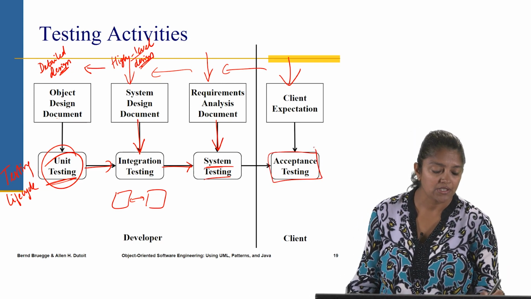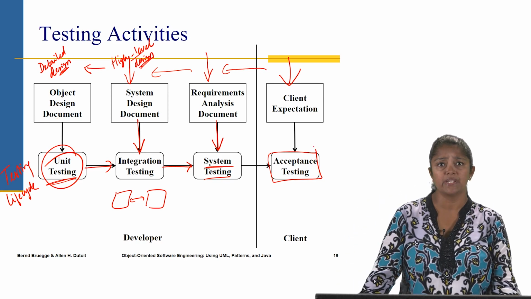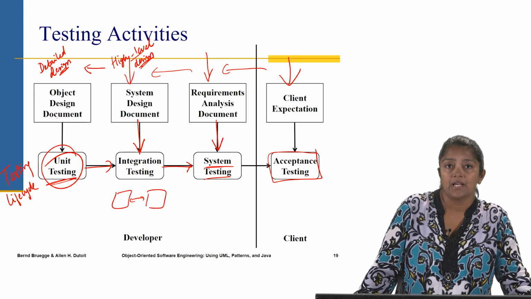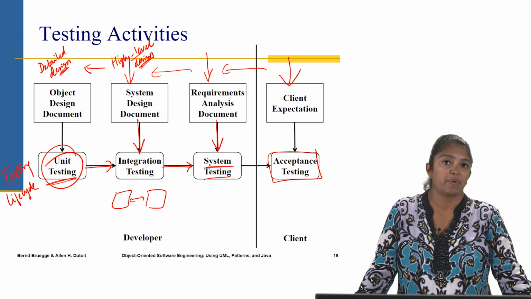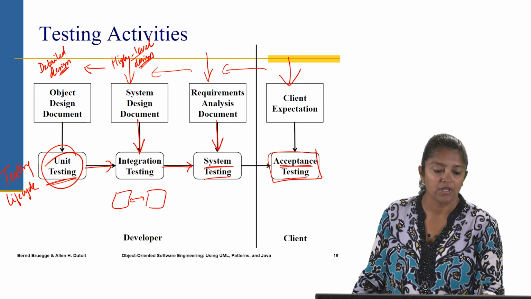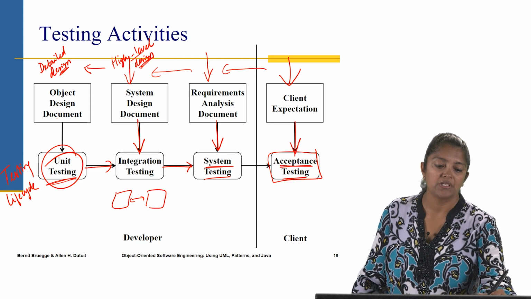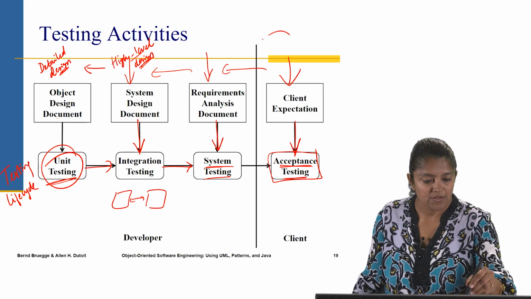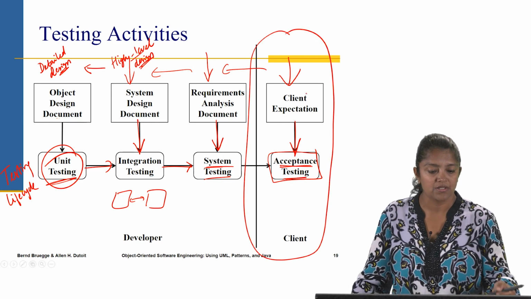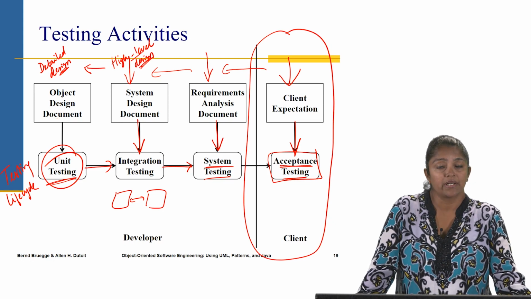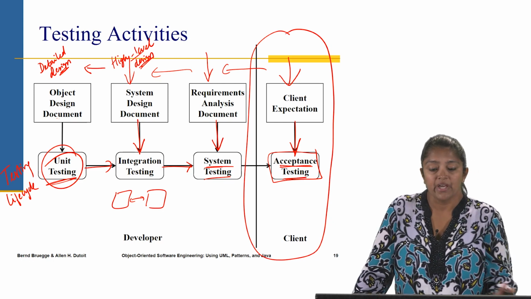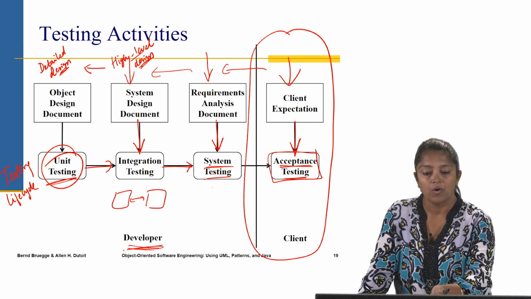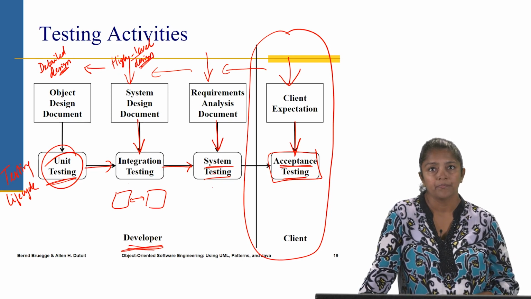And then the final step is the acceptance testing, which is basically now the system has been built, tested, and delivered. It's on the client side now, and are the client's expectations met? That's what is tested for in acceptance testing. So the client expectations is the input for acceptance testing. And as you can see, the client expectations and acceptance testing, those are the 2 activities that are on the client side. Everything else is on the developer side. Unit testing, integration testing, system testing, all of them are done on the developer side.